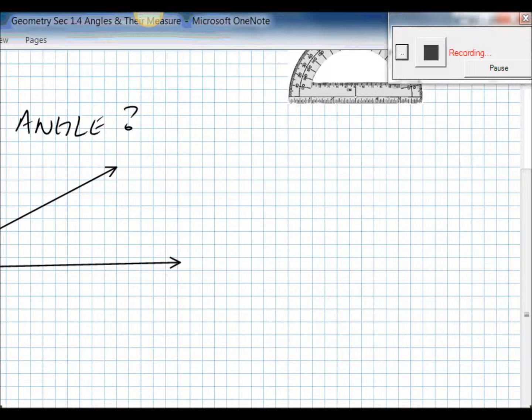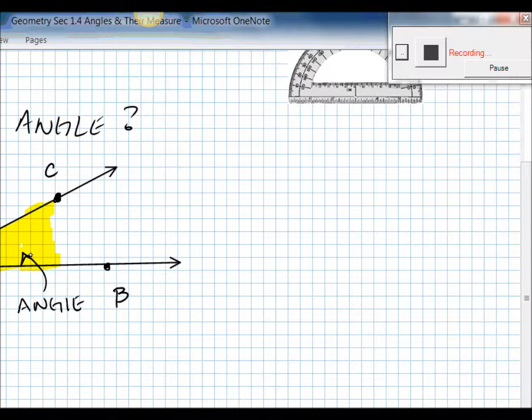And this has a very special name. So the spot that they join at is called the vertex. Let's put two other points on our rays. I'll call this point C, and I'll call this point B. And the space that is made in between the two rays is called an angle. So all this space right in here is called the angle. So that is the angle.